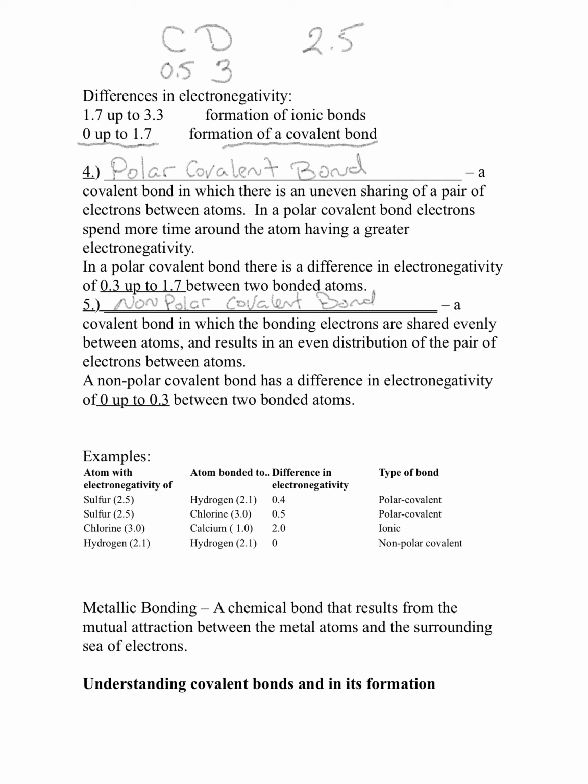And we just said that if the electronegativity difference is between 1.7 and 3.3, then you get the formation of an ionic bond. So what's happening here is going to be an ionic bond.